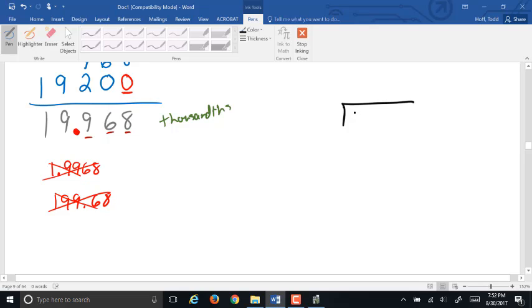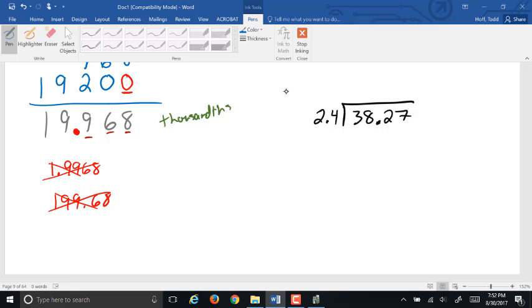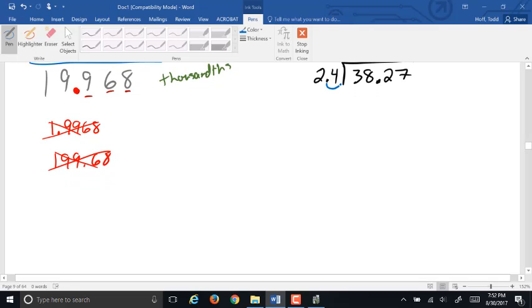Not as bad as it sounds. 38.27 divided by, let's go 2.4. How do we divide by a decimal? Well, it's kind of the same answer as how do we divide by a fraction. We don't. What do we do to it? Yeah, we make it a whole number by moving that over one spot. If it was 2 decimal places, we'd move it over 2 spots. So that becomes 24. When we do that, though, what else do we have to do? Move that one over. So that's 382.7 now.